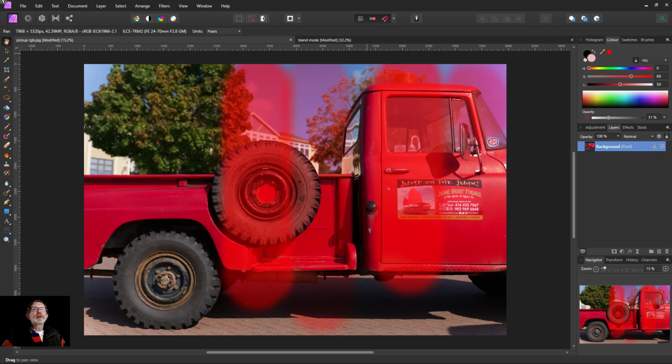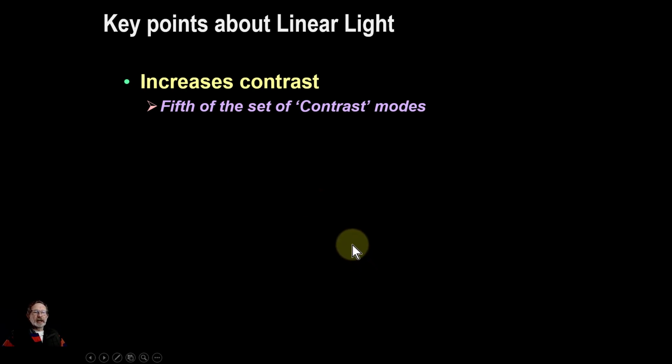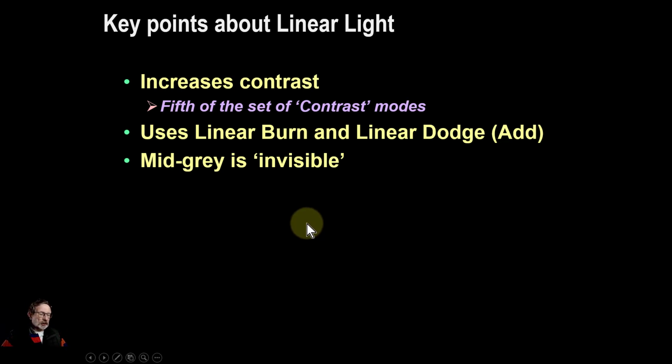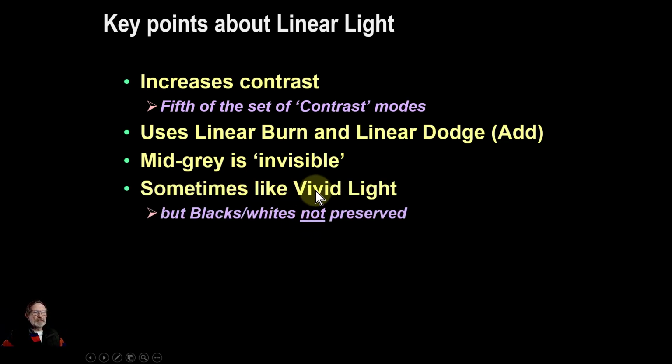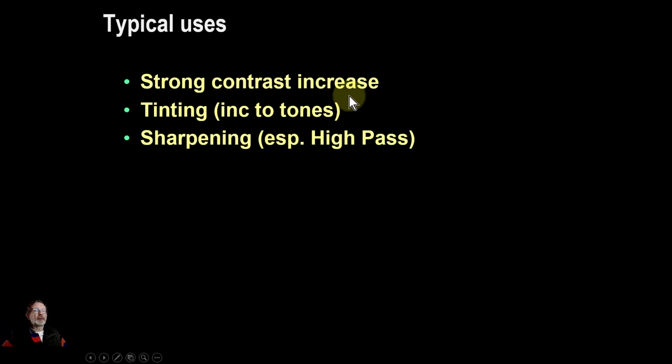Anyway, let's go back to here for a key point summary. Linear light increases contrast. It uses linear burn and linear dodge. Middle grey is invisible, like the other contrast blend modes. It's sometimes like vivid light, but not always, and sometimes radically different. It affects all colours and tones, not like vivid light where blacks and whites get preserved. It's typically used for increasing contrast, for tinting, and also for sharpening, and we'll see that in one of the examples in the next video.